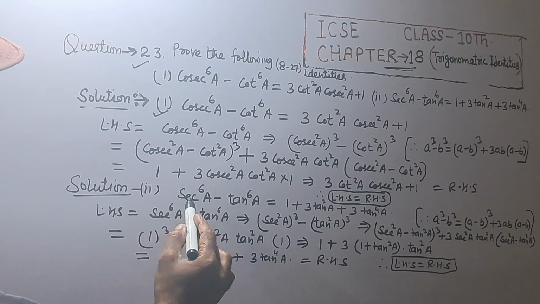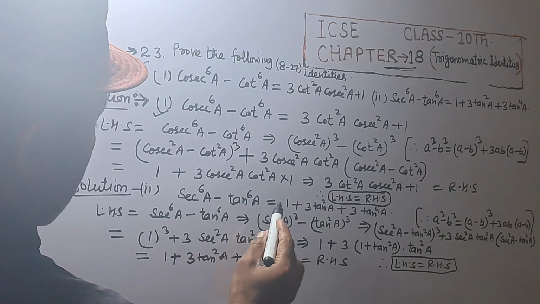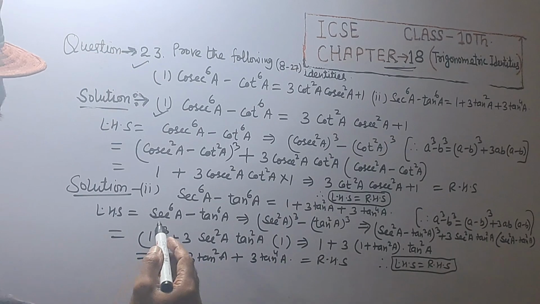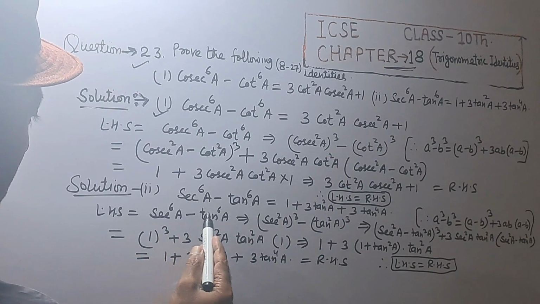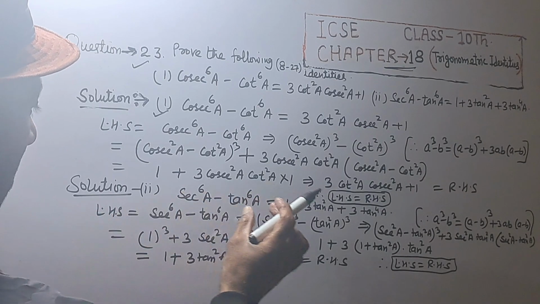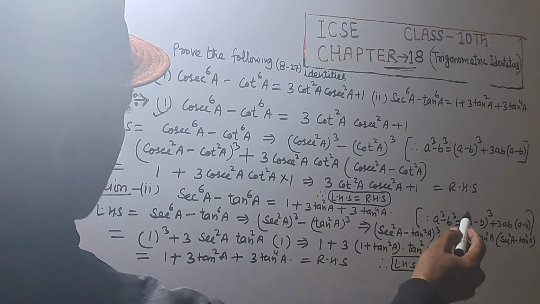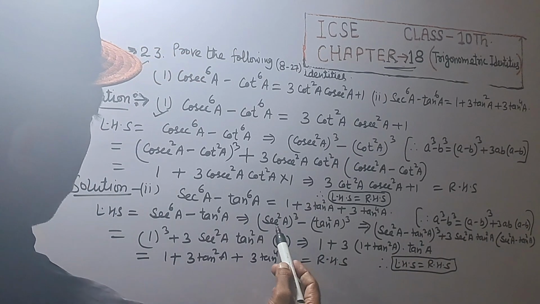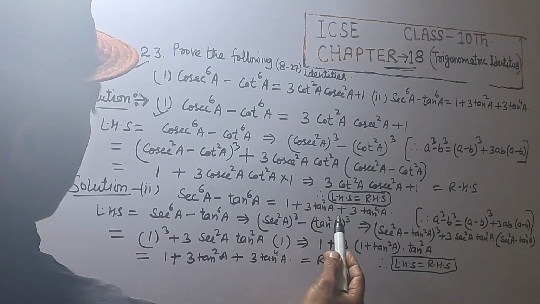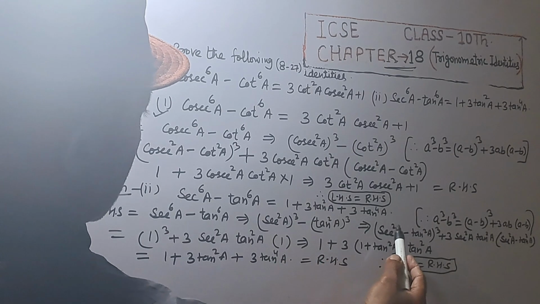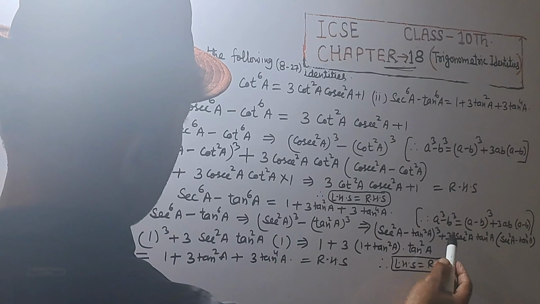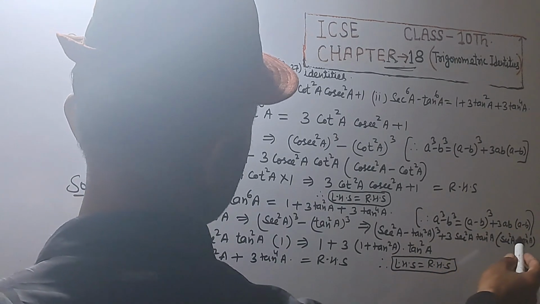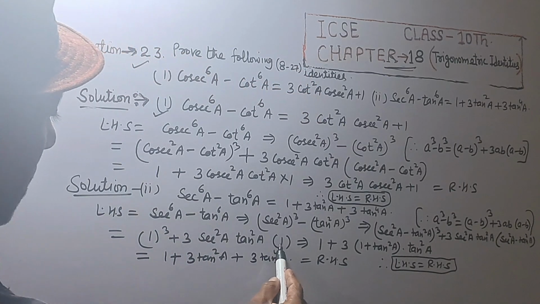And second part, sec^6 A minus tan^6 A is equal to 1 plus 3 tan^2 A plus 3 tan^4 A. Sec^6 A minus tan^6 A is the left hand side, and a cube minus b cube is equal to (a minus b)^3 plus 3ab into (a minus b). A is equal to sec^2 A and b is equal to tan^2 A. So (sec^2 A minus tan^2 A)^3 plus 3 into sec^2 A tan^2 A in bracket (sec^2 A minus tan^2 A), that is equal to 1.